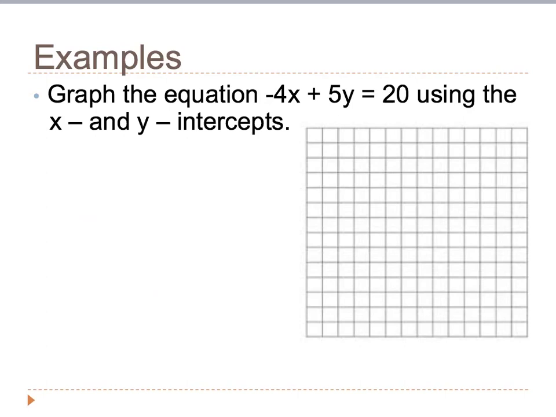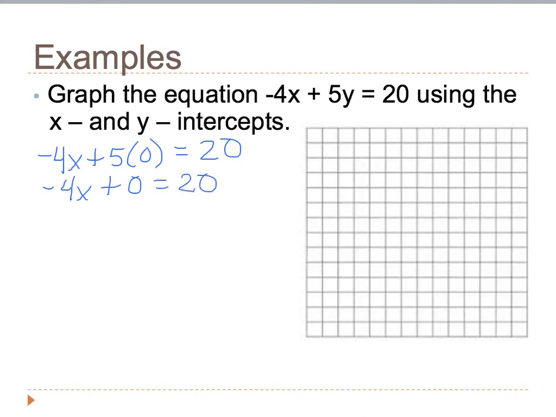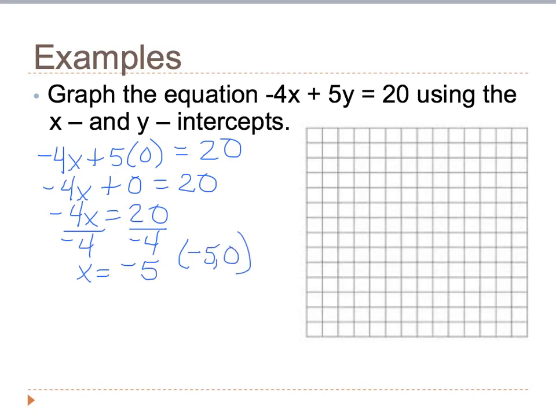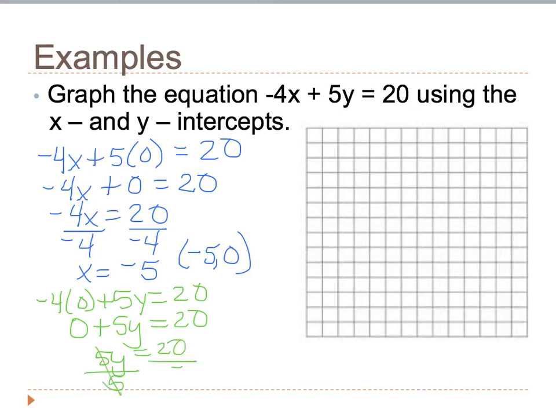And then the last one, we want to use the x and y intercepts. So I'll start by finding the x-intercept. I'm going to put 0 in for y and solve for x. So negative 4x plus 0 equals 20. Negative 4x equals 20. Divide by negative 4. So one of my ordered pairs is going to be negative 5, 0. That's the x-intercept. Then the y-intercept, I'm going to put 0 in for x and solve for y. And then divide by 5 on both sides. And so we have the ordered pair 0, 4.